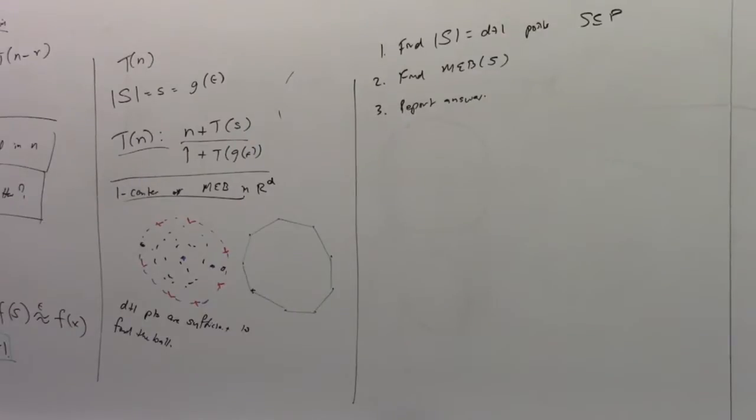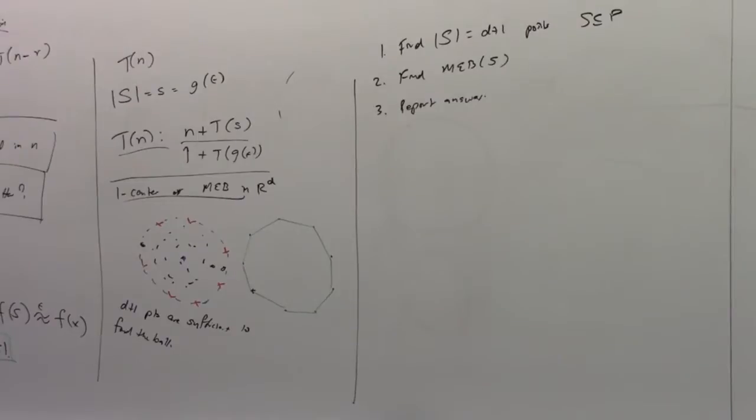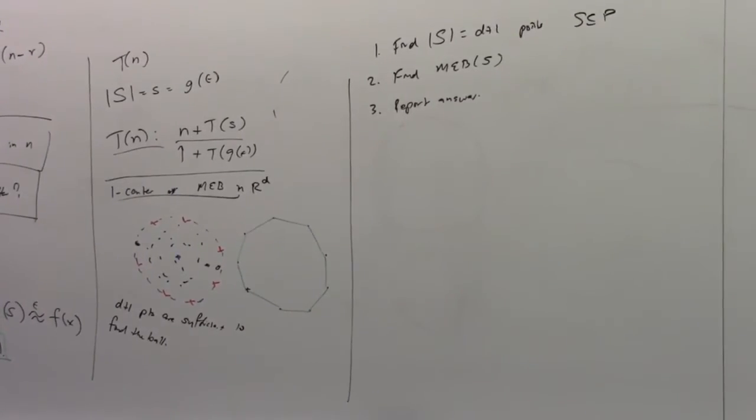Wait, what did I just say? You're all nodding. It just says something completely nonsensical. Did you catch it? You're nodding. Did you catch what I said? No, it's just he said find the MEB. I said find the MEB, that's the whole thing. Yeah. So how am I supposed to find this set?